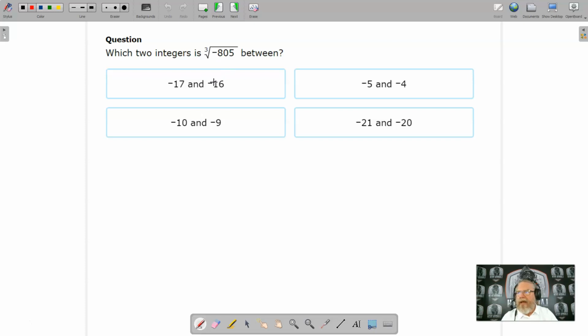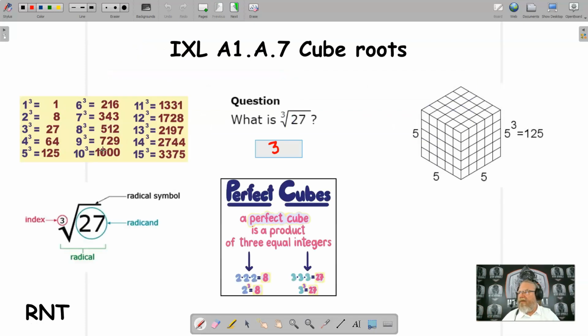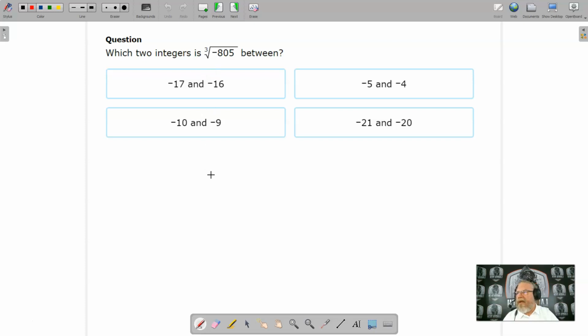Well, we could start multiplying these again and do some guess and check, or we could use that chart. So 805, right? Let's go back to that chart and look at it. We're looking for 805, and again, that's going to be right in between 9 cubed and 10 cubed, correct? So it's between 9 and 10. Here we are back at this slide. It's going to be a negative number, so it's between negative 10 and negative 9. Is that one of our choices? Indeed, that is our choice right there.